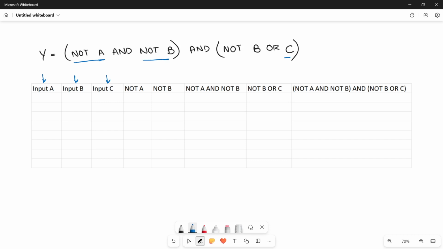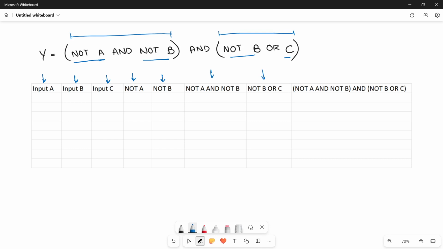You have not A, you have not B, again, you have not B. So we can make two columns, one for not A and the other for not B. So we will be having the inverted values of not A and not B since they are being used in our logic expression. Now, finally, I will make one column for my first bracket, that is not A and not B here. And the second bracket is not B or C.